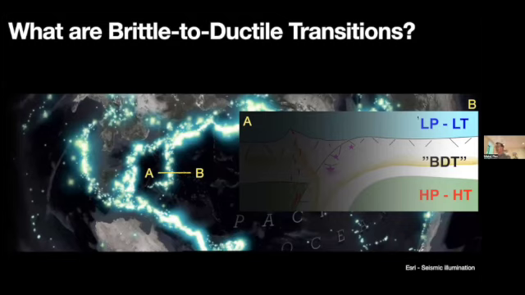Rocks at low pressures and low temperatures close to the Earth's surface will break and therefore deform in a brittle manner, whereas rocks deep in the Earth at high pressures and high temperatures will flow and therefore deform in a ductile manner. So that implies that there must be some transition from brittle behavior to ductile behavior as the pressure and temperature, and therefore also depth, increase in the Earth. So that seems fairly simple, right?